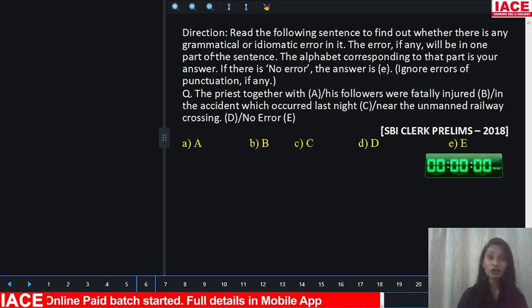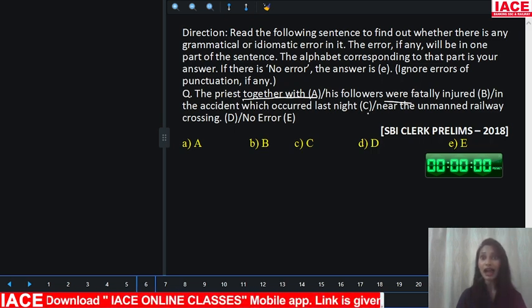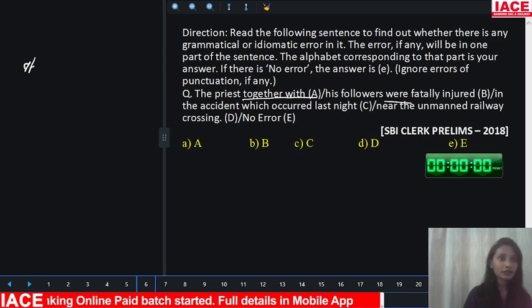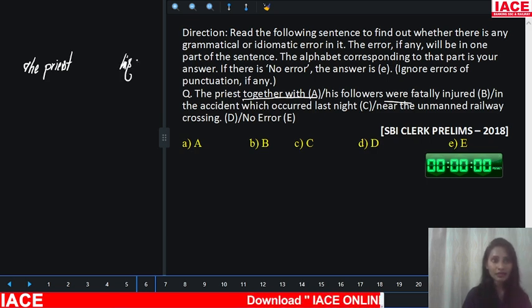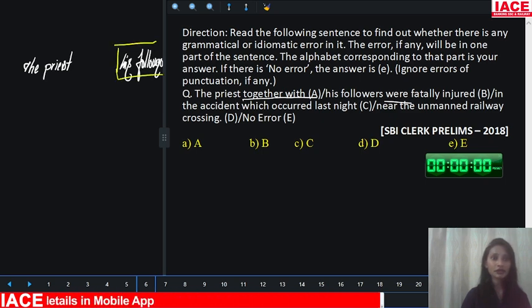The priest together with his followers were fatally injured in the accident which occurred last night near the unmanned railway crossing. So what is the subject here? Let me put here: the priest is noun 1. So noun 2 is his followers. Whatever it is, let us take that as noun 2, and this is noun 1.